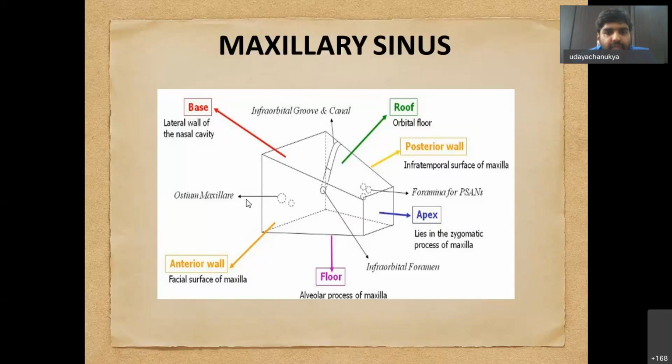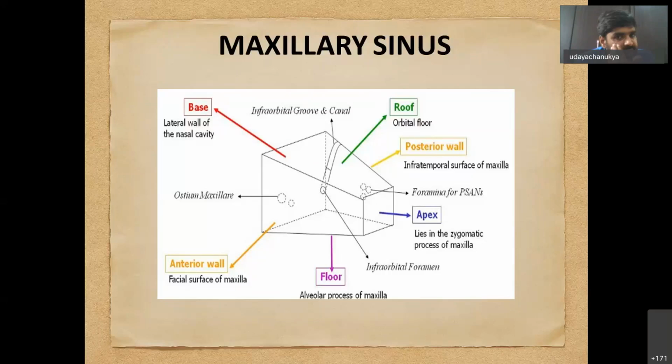The anterior wall is formed by the facial surface of the maxilla. And the posterior wall forms the anterior wall to all the structures behind it: the pterygopalatine fossa, infratemporal fossa, everything goes behind the maxillary sinus. This posterior wall forms the infratemporal fossa surface of the maxilla. The roof forms the orbital floor.